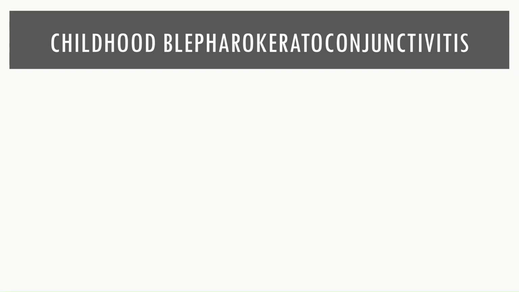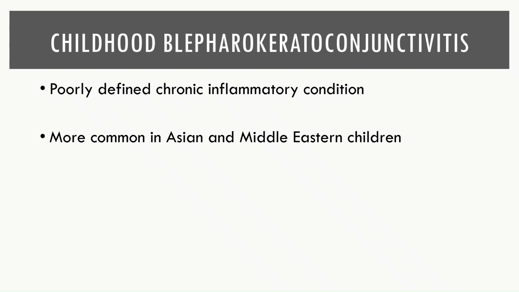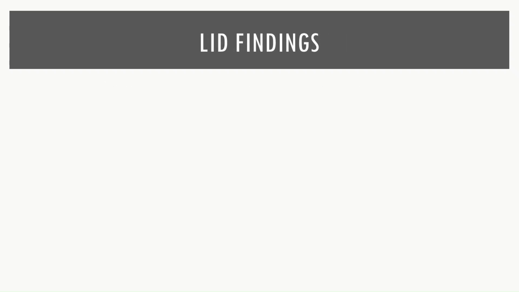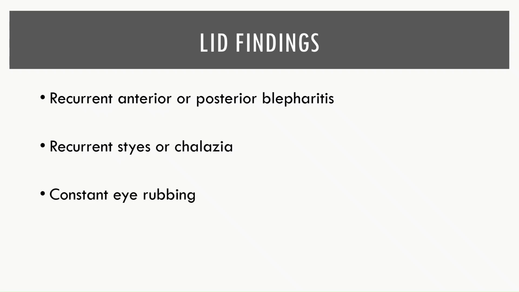Childhood blepharokeratoconjunctivitis is a poorly defined chronic inflammatory condition more common in Asian and Middle Eastern children. Onset is usually around 6 years of age. Frequent styes in a child should always raise suspicion of blepharokeratoconjunctivitis. The lid findings in this condition are recurrent anterior or posterior blepharitis, recurrent styes or chalazia, constant eye dripping, and photophobia.